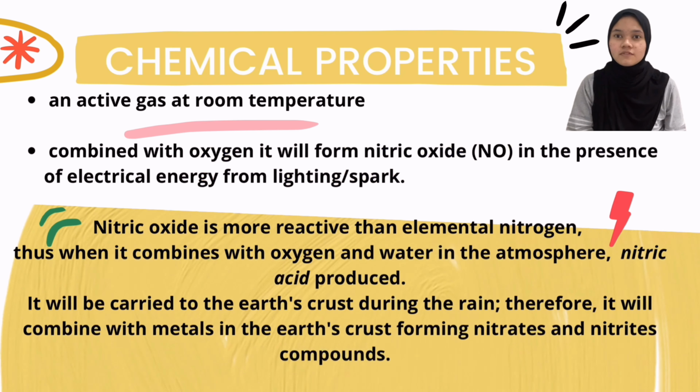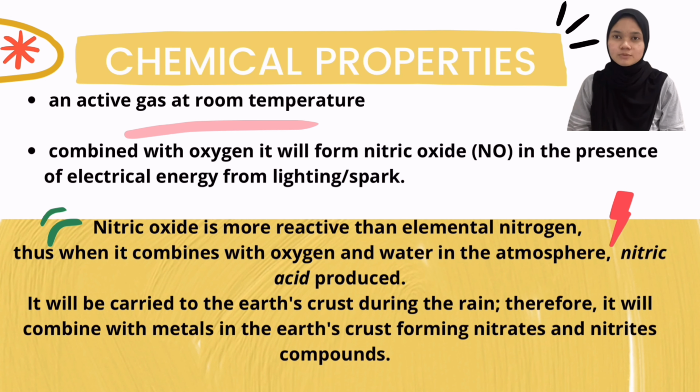For the chemical properties of nitrogen, it is an inactive gas at room temperature. When combined with oxygen, it will form nitric oxide in the presence of electrical energy from lightning or a spark. Nitric oxide is more reactive than elemental nitrogen. Thus, when it combines with oxygen and water in the atmosphere, it will produce nitric acid. It will be carried to the Earth's crust during the rain. Therefore, it will combine with metals in the Earth's crust, forming nitrites and nitrate compounds.